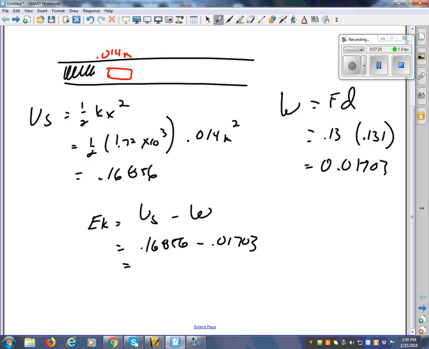Oh, that's not right. No, my calculator wasn't right. Okay, so you're going to get slightly less, right? 0.15153. That's joules of kinetic energy. So now we're going to go exactly.